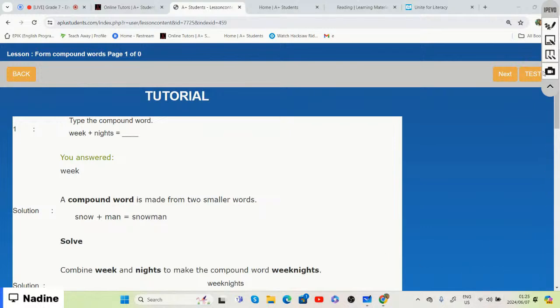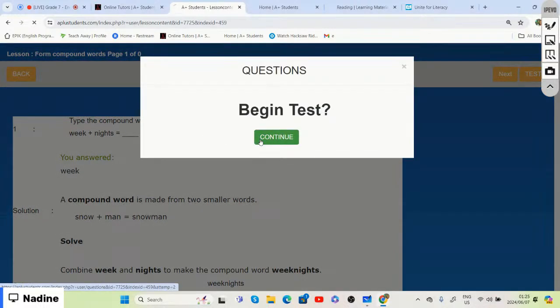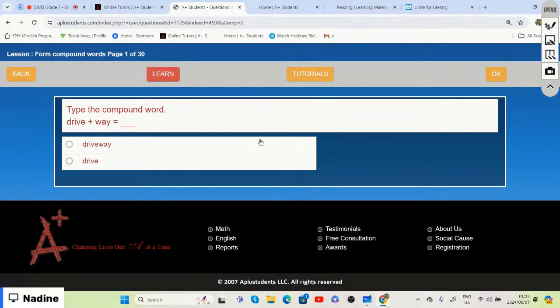All right, so let's go to our test. Keeping in mind what a compound word is, right? It's made up of two words. Once we add those two words together, and then we are creating one word. So we need to type the compound word. It is drive plus way. What is drive plus way?